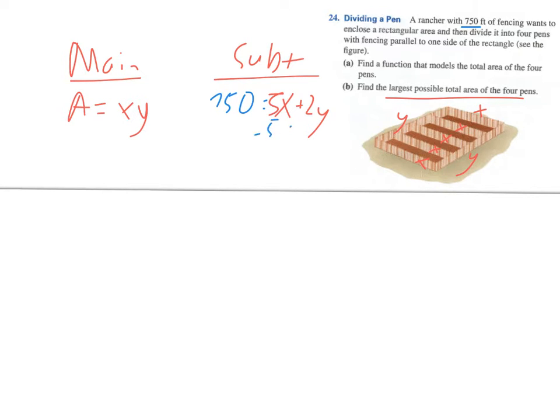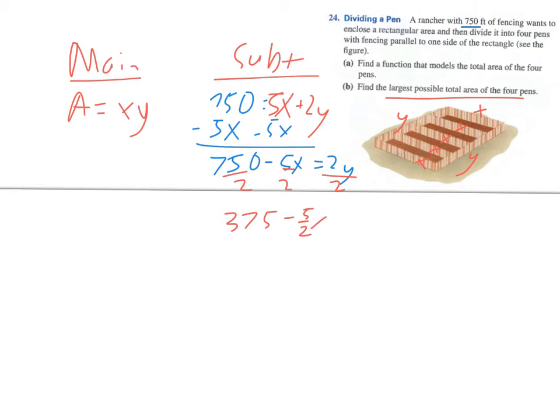So I need to isolate one of those variables. So I'm going to go ahead and isolate Y here. You could isolate X if you wanted to. It really doesn't matter. So I get 750 minus 5x equals 2y, and then we'll divide everything by 2. I think that's 375. Let me just make sure. Yep. So 375 minus 5 over 2x equals y. So now I can swap that out right there.